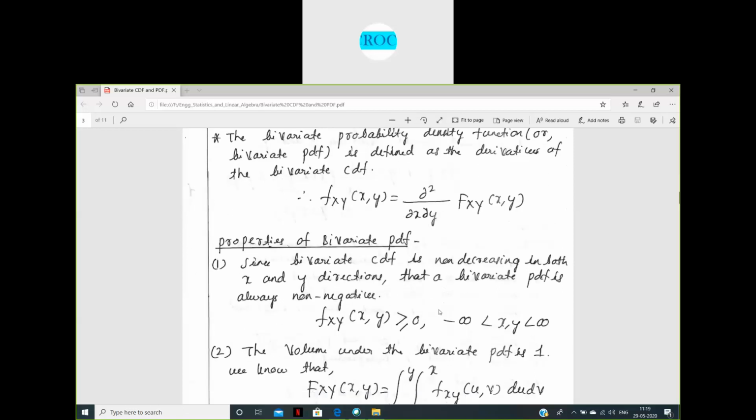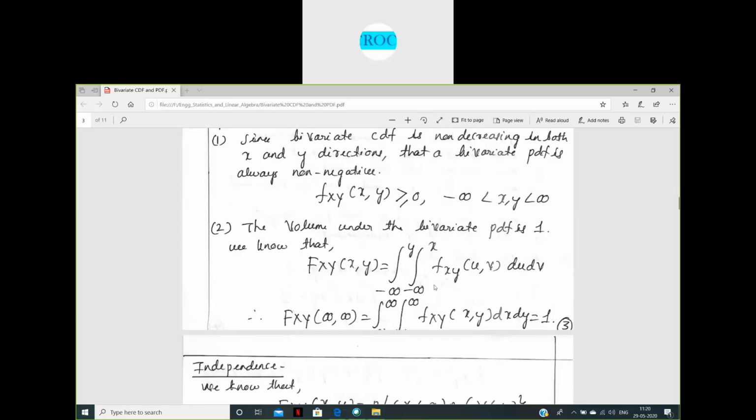Now, what are the properties of the bivariate PDF? We know that CDF is non-decreasing and non-negative. And what is the derivative of CDF? This is also non-negative. So the bivariate PDF is also non-negative. How do you represent that? fxy of x comma y greater than or equal to 0 for x greater than minus infinity, y less than infinity. The second important property of the bivariate PDF is that the volume under the bivariate PDF is equal to 1.